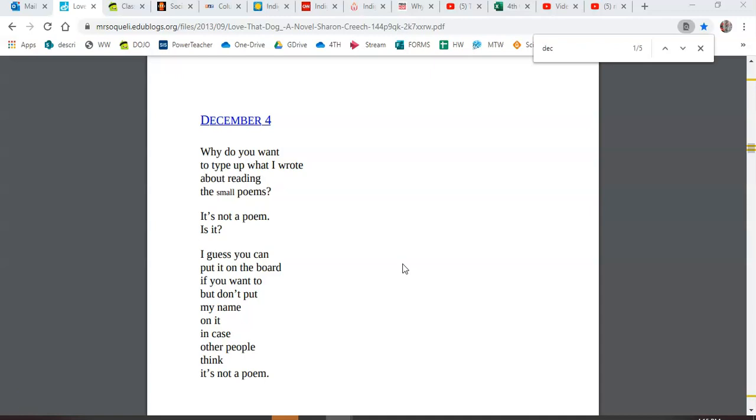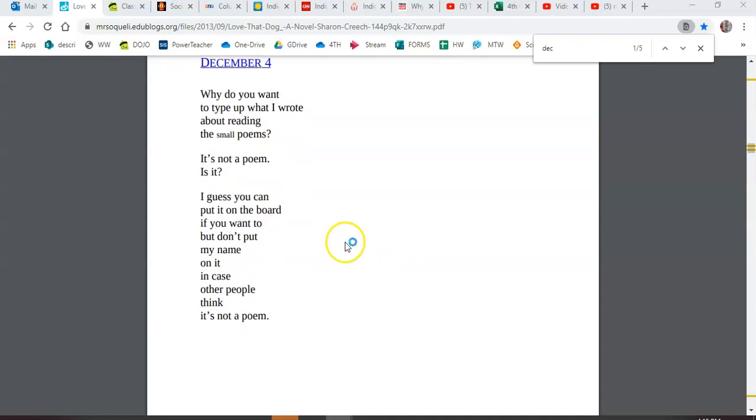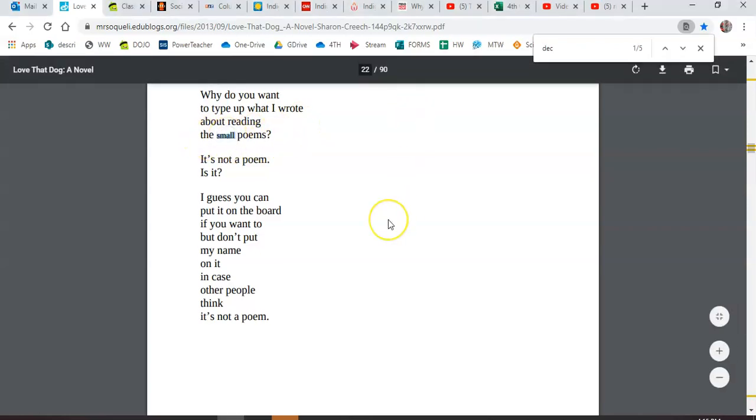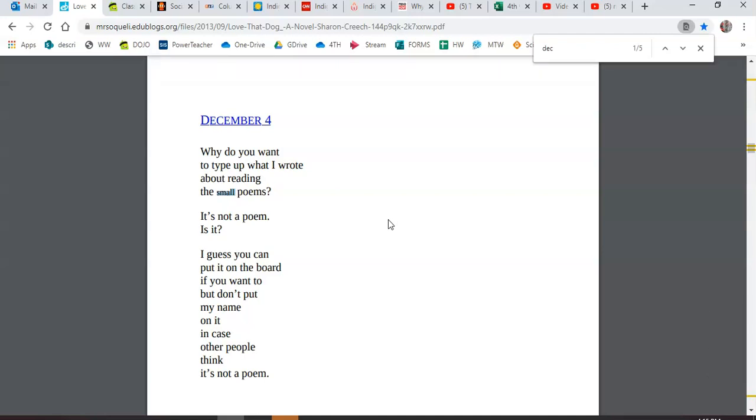All right, December 4. Why did he want to put what I wrote about reading the small poems? Remember, why did we say the speaker did this? He did them small. He wanted to emphasize or make a point, right? That they were small. "It's not a poem, is it? I guess you can put it on the board if you want to, but don't put my name on it in case other people think it's not a poem."